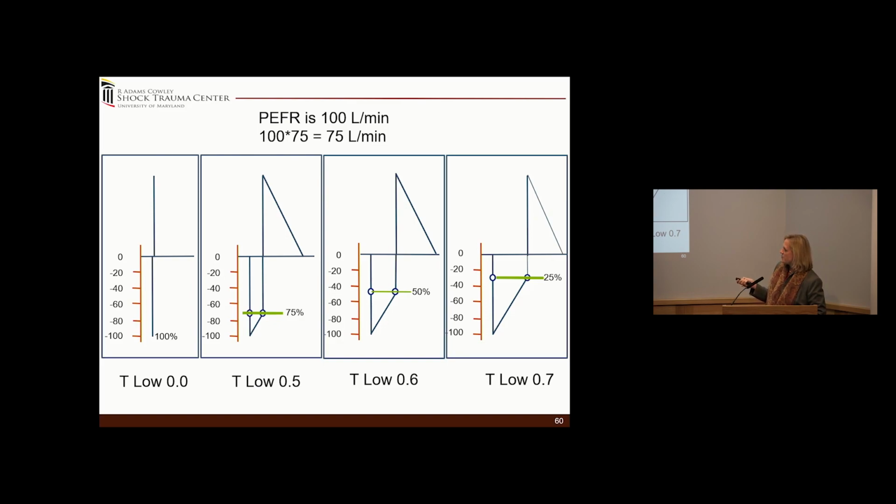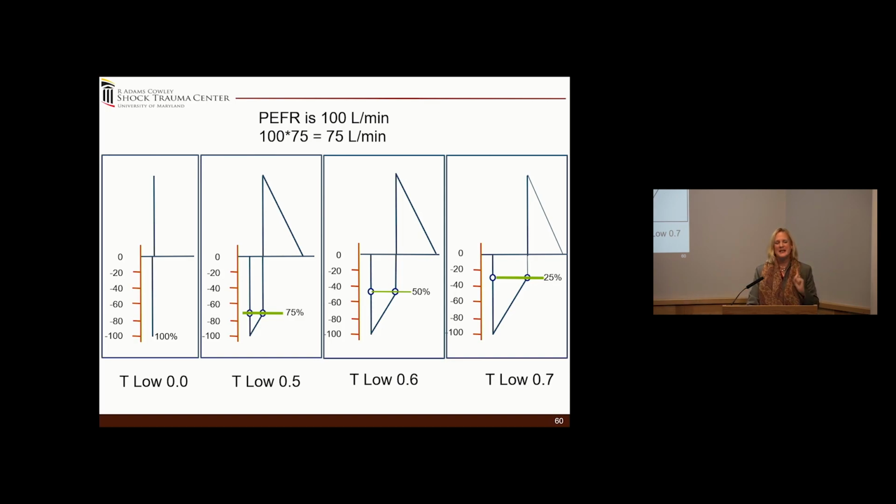If I set it to 0.5, in this example, I have 75%. If I set it to 0.6, I have 50%, and if I set it to 0.7, I have 25%. Does the math make sense? Okay, so it's kind of reverse. So the percentage is on this side, right? And it's the percentage of that peak flow.